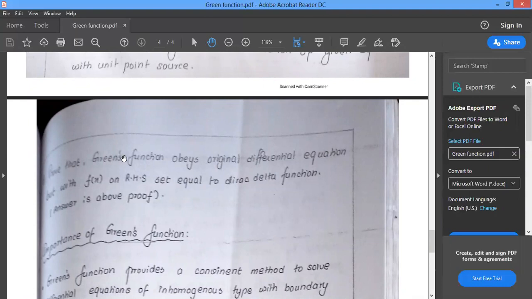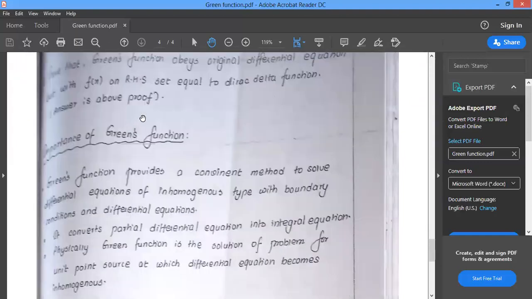We have some questions. The question is: the Green function obeys the original differential equation, but with f(x) on the right side set equal to the Dirac delta function. Why is this? The answer is that the proof is above. The Green function obeys the differential equation, but f(x) on the right side is set equal to the Dirac delta function. Hence, the importance of the Dirac delta function is here. Sorry, the main point is about the Green function.